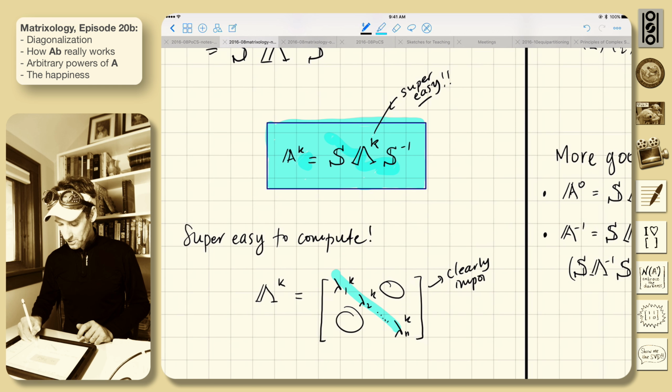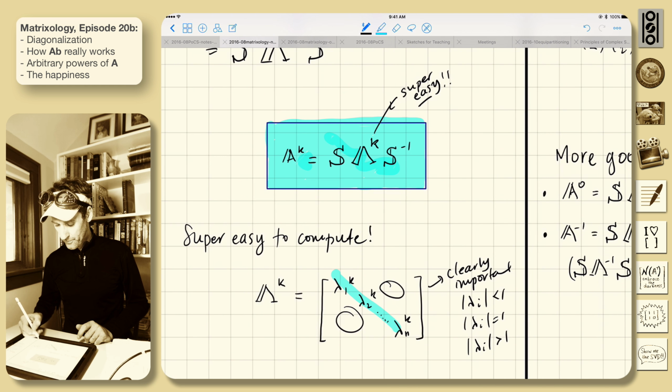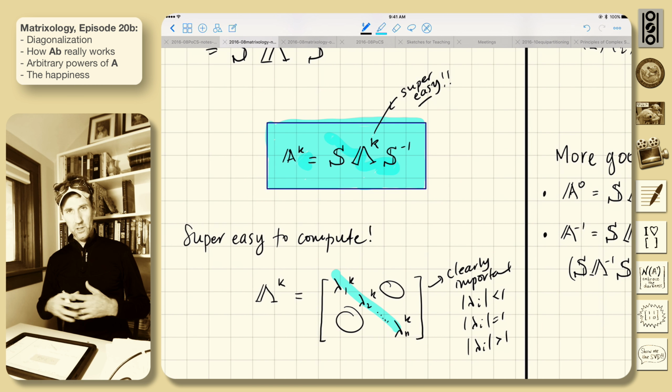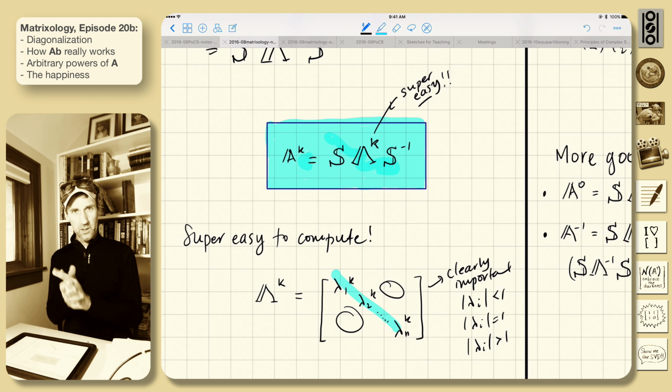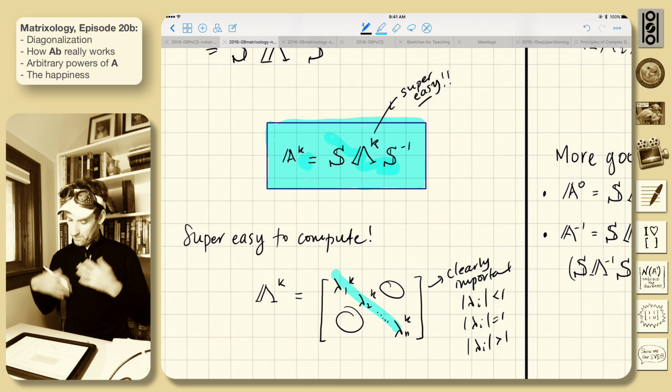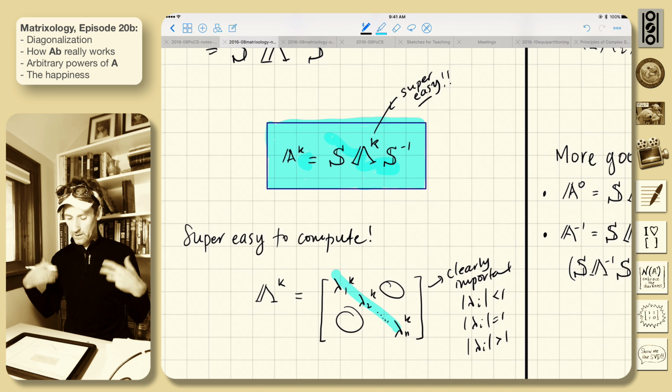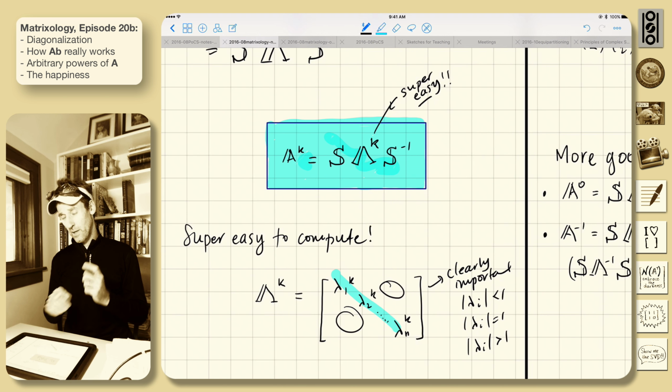is whether the magnitude of lambda I is less than 1, lambda I equals 1, or lambda I is greater than 1, right? You can see if the magnitude is less than 1, then it will disappear. As k gets large, the entry in here will disappear. If it's equal to 1, it just stays there. And if it's greater than 1, it grows and grows and grows. So the largest eigenvalue will dominate.